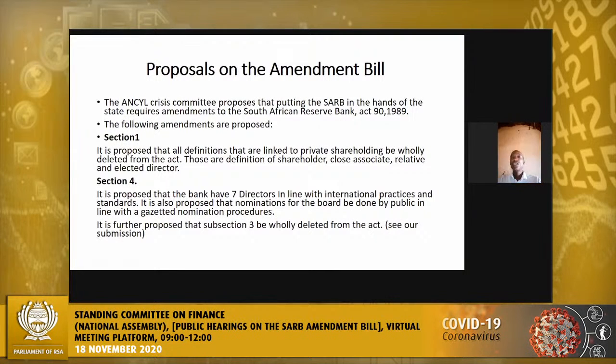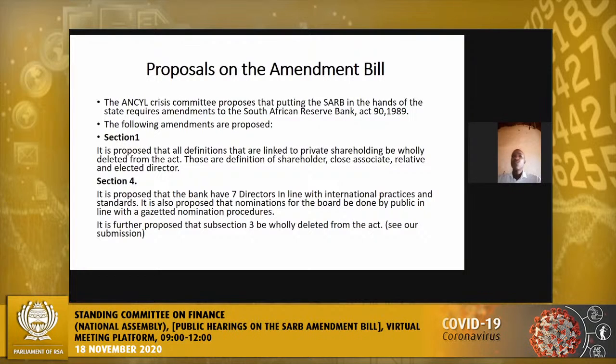And we are proposing that every definition that has to do with the shareholder in the Primary Act, Act number 90 of 1989, be wholly deleted. These are definitions that have been brought forward by Honorable Julius Malema in the private members bill that we are today discussing.